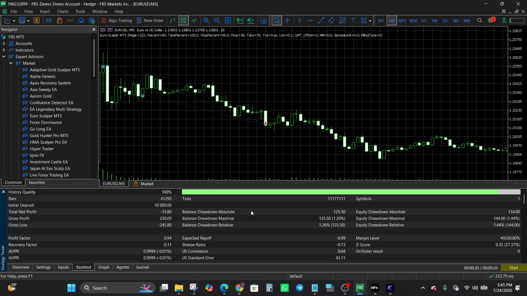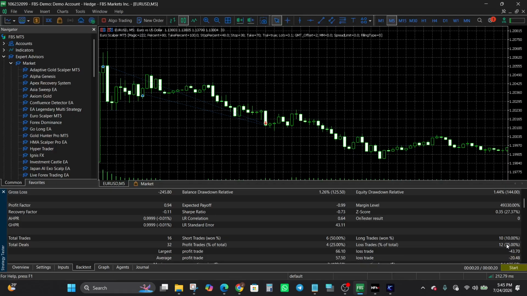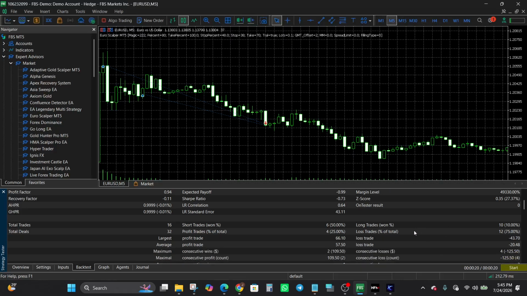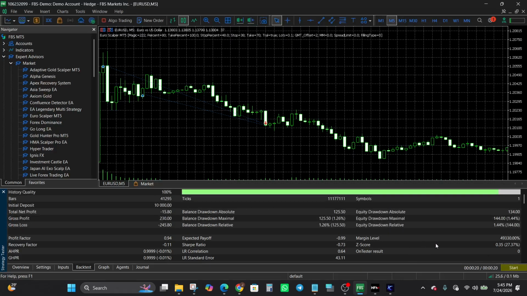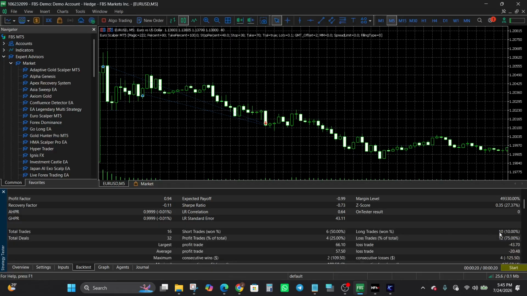Okay, so analyzing the final metrics of this historical backtest period, the total net profit ended at negative $15.8 with a profit factor of 0.94 and an expected payoff of negative 99 cents per trade. Now, out of the 16 trades, 4 were profitable, yielding a 25% win rate, while 12 resulted in losses. Notably, 10 of those trades were long positions with only a 10% win rate. You can see. While 6 short trades achieved a 50% win rate.